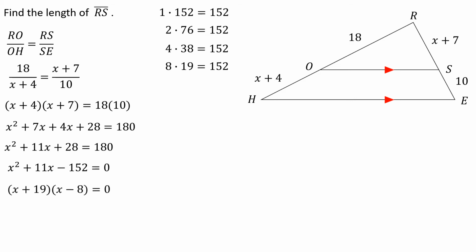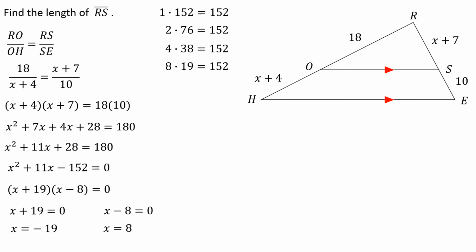Yeah. 19 times negative 8 makes the negative 152. 19 plus negative 8 makes that positive 11. So if I did FOIL, the 19x from I and the negative 8x from O would combine to be that 11x. So it looks like we're going to get 2 answers. Set each factor equal to 0. Solve each one. I've got 2 answers.